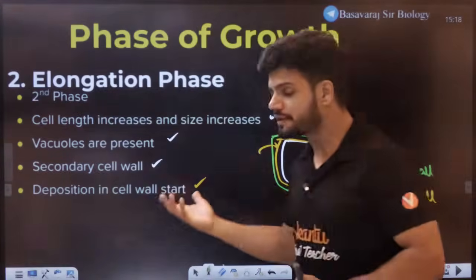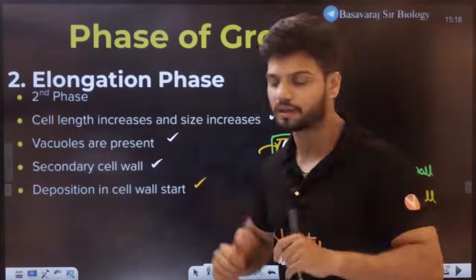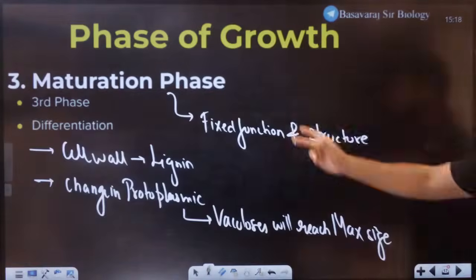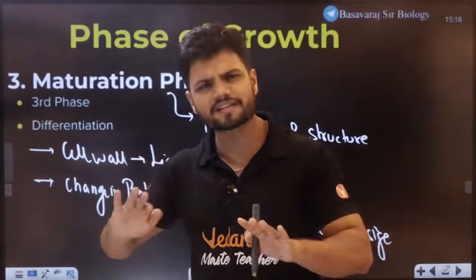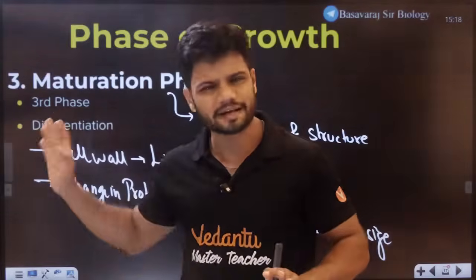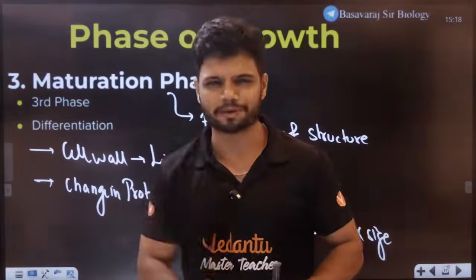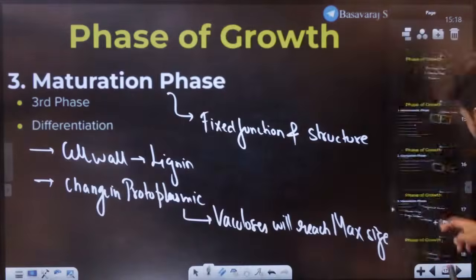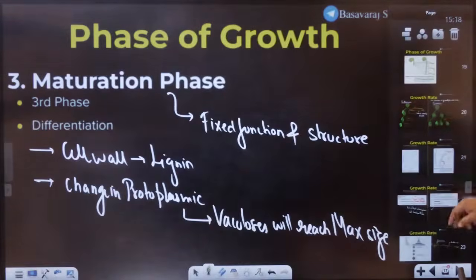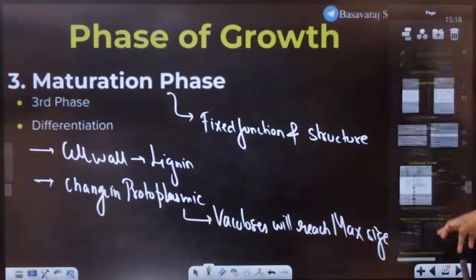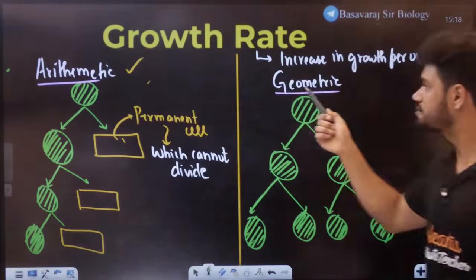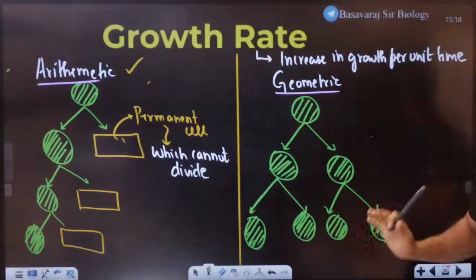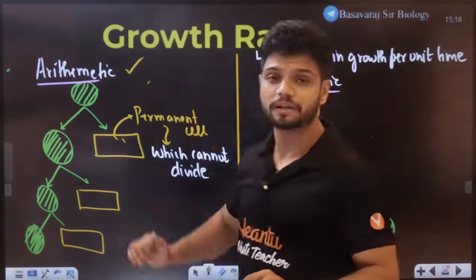In elongation phase, a cell becomes larger. Then is maturation phase. In maturation phase, every single cell has a fixed structure and function. But generally, they will not ask you all this, so don't worry much here. What we need to be focusing on, students, is the types of growth rates. There is arithmetic growth and geometric growth. Difference क्या समझो students? What is arithmetic growth?